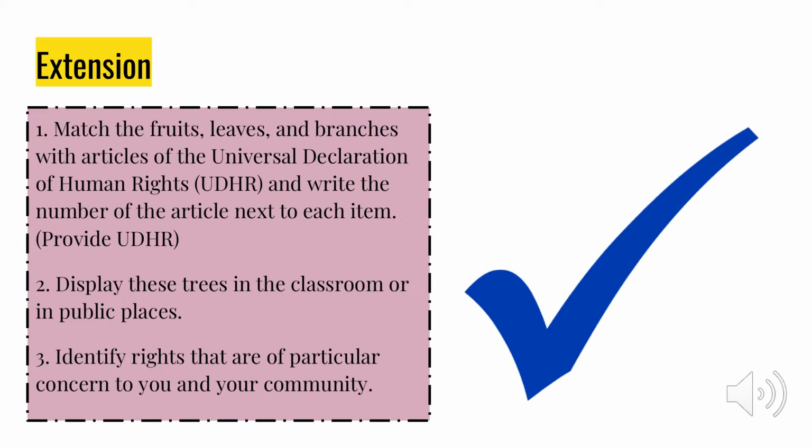matching the fruits, leaves, and branches with articles of the Universal Declaration of Human Rights, and writing the number of the article next to each item, or display these trees in the classrooms, public places, or school corridors, or identify rights that are of particular concern to you or your community.